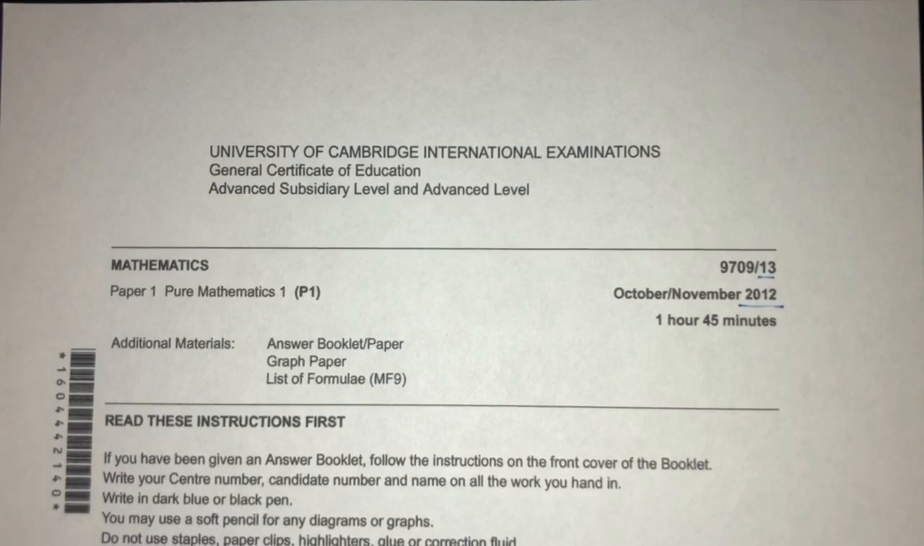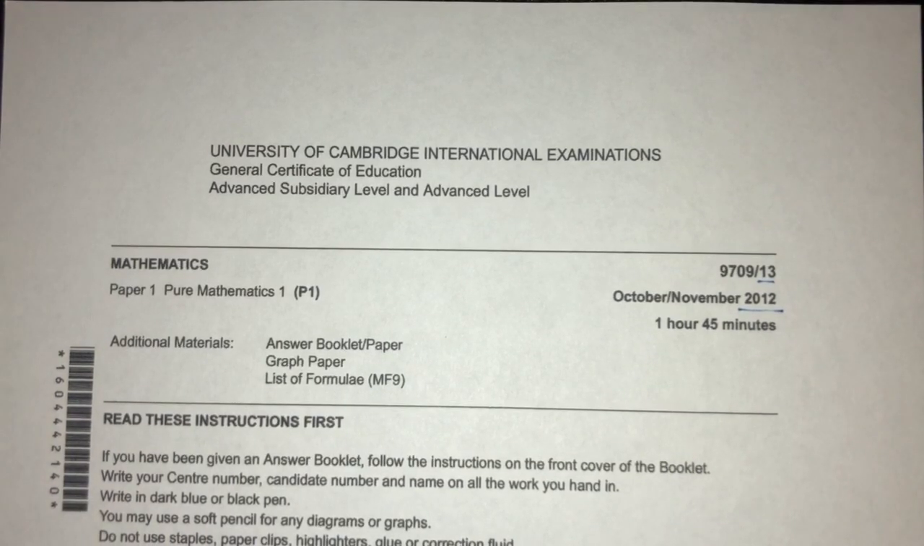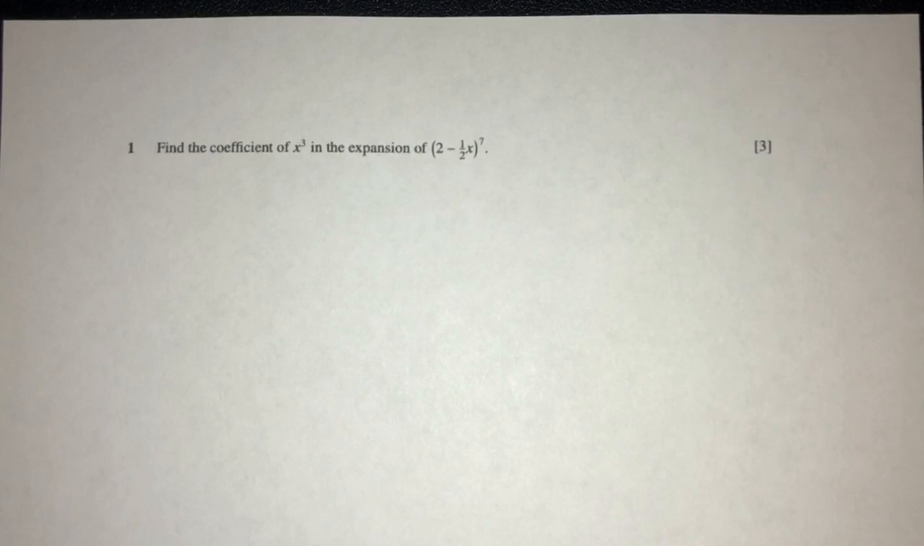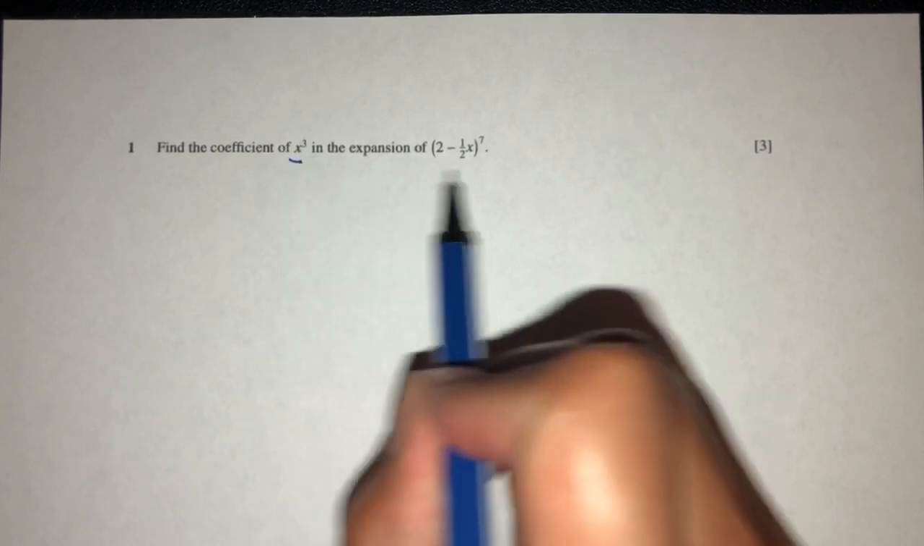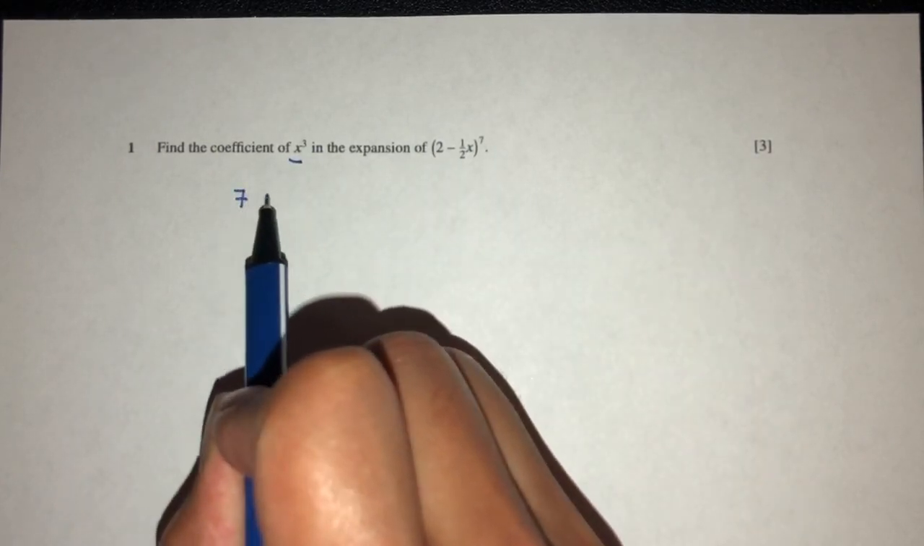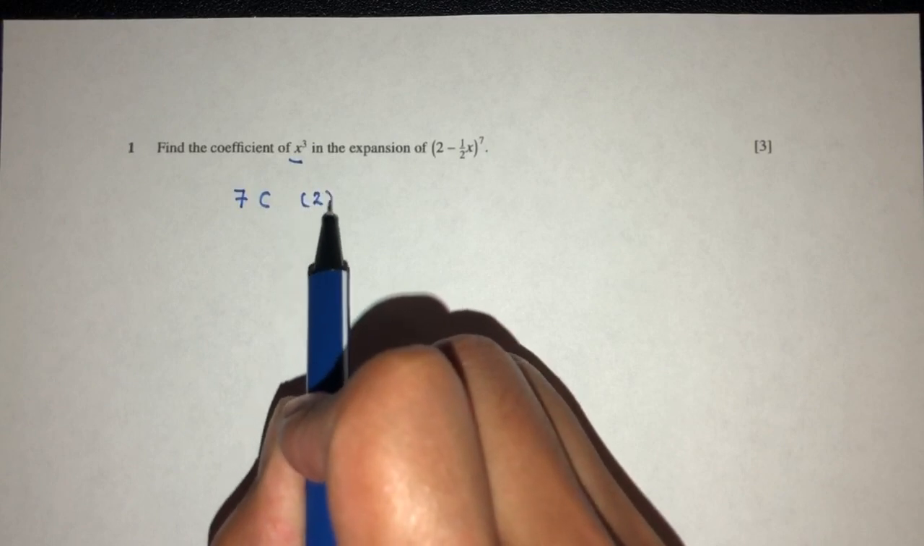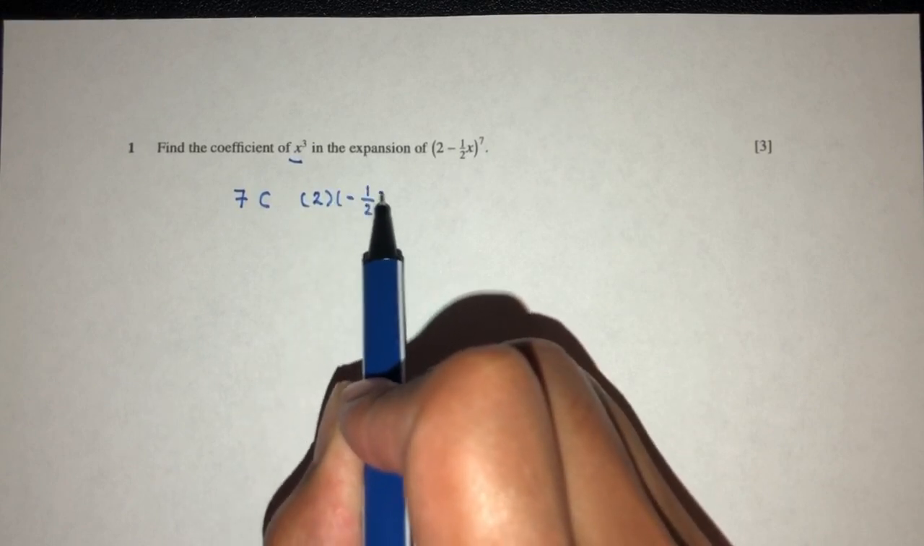Now, with that being said, let's move on to question number 1. Here we have to find the coefficient of x power 3. Pretty easy, we can expand this. So 7 combination something, then we have the first term and minus half x.